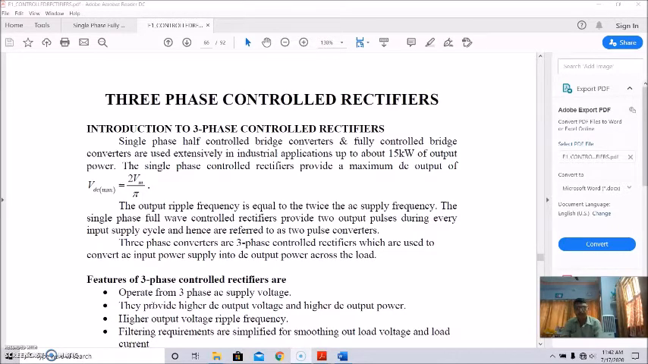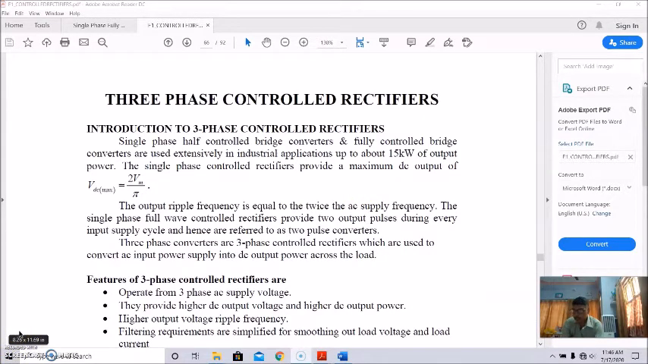And today in this class we will start a new topic, that is three phase converters. So before starting, we can start with this introduction, the three phase converters.